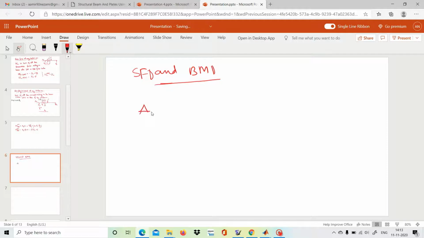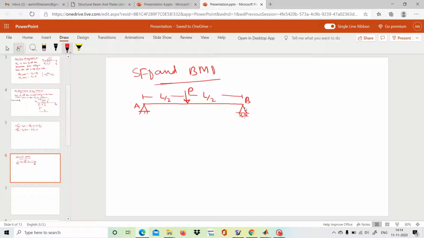So first case, let us see a load P acting at the mid of the span. It is A and it is B. We have to find the shear force and bending moment diagram for this beam. So now let us start. First we have to find the reactions.